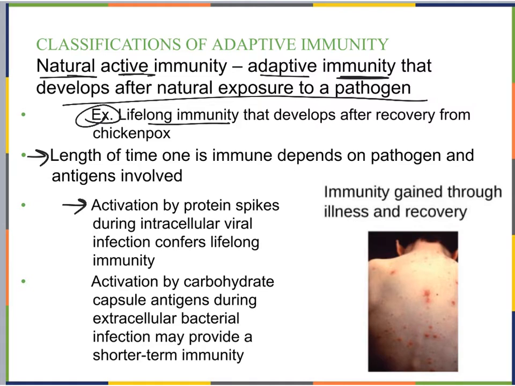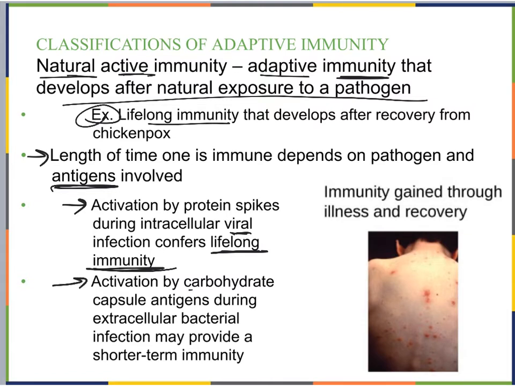So some examples here are activation by protein spikes during intracellular viral infection confers lifelong immunity. If we're talking about something like the varicella zoster virus, this is a virus, and the antigen, in this case, is these protein spikes, and then we had this intracellular viral infection. Now our body has produced memory B cells and T cells that are going to confer lifelong immunity.